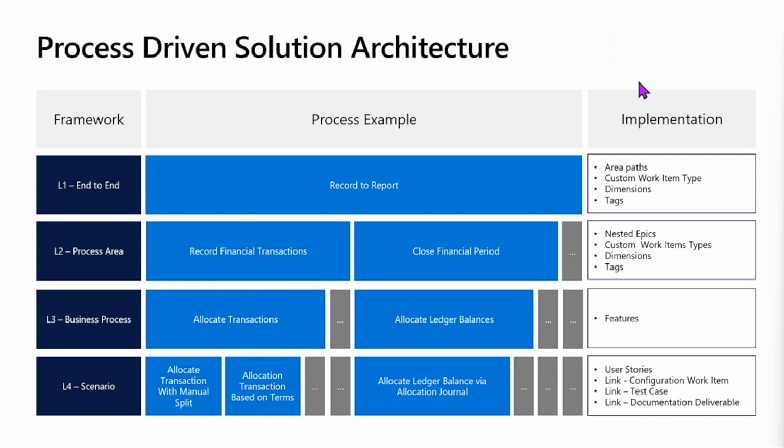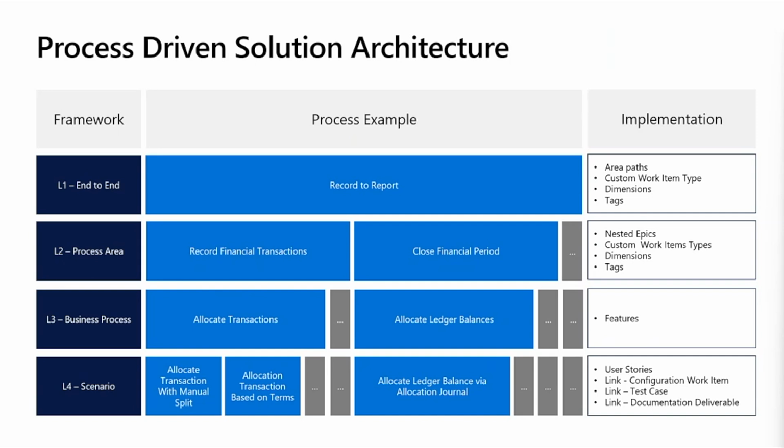Again, it's not a comprehensive example, but it's showing another sample of how that might look for an end-to-end process. But what I want to talk about here is the implementation column on the far right-hand side of this graphic. When we think about how these processes map to your implementation and how they map into Azure DevOps, and we'll talk more about this in detail in our next Tech Talk, we recommend that your level 1 end-to-end processes map to area paths.